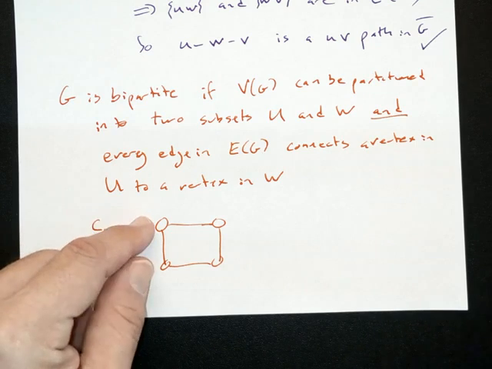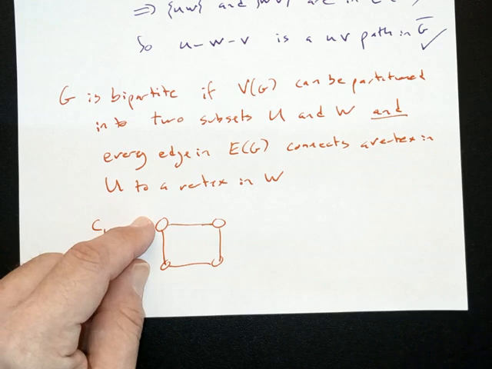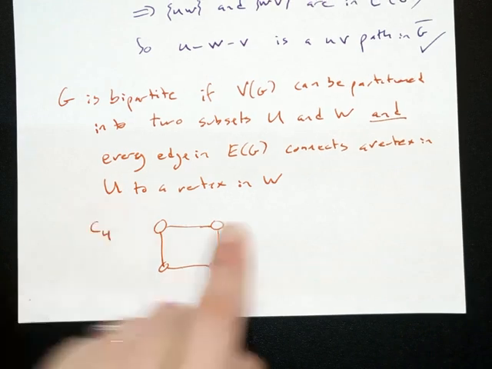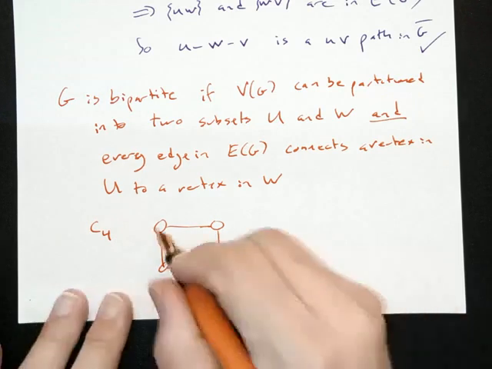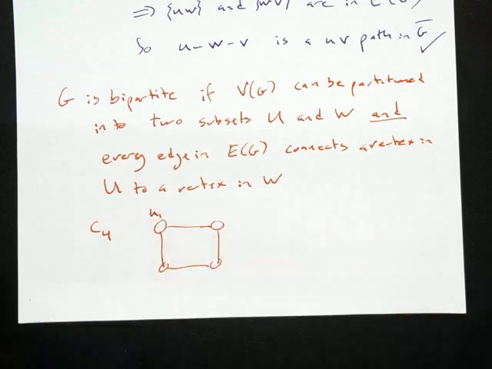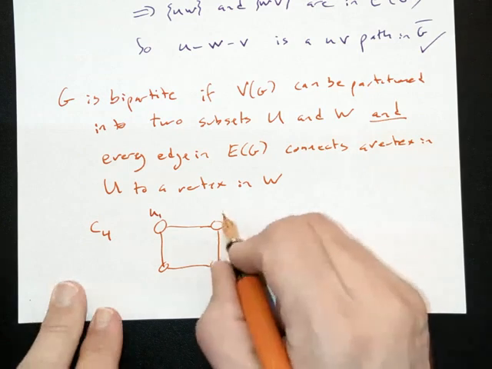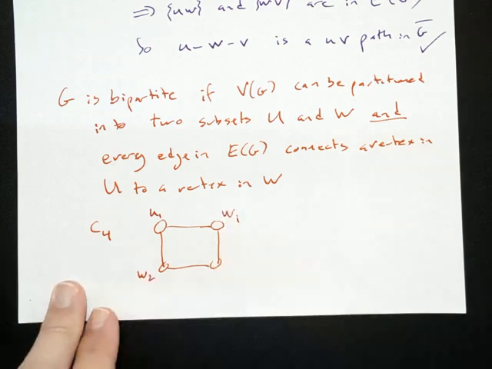But if these two are in U, then there's an edge that goes from U to U. And I want all of my edges to connect a vertex in U to a vertex in W. So let's start with that assumption. I'm going to make this top left one U1. But then the top right cannot be a vertex in U, and the bottom left cannot be a vertex in U. So this is going to be W1, and this is going to be W2.